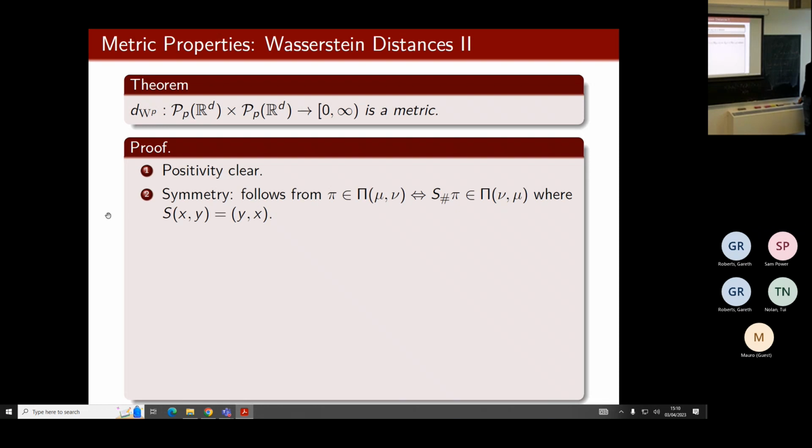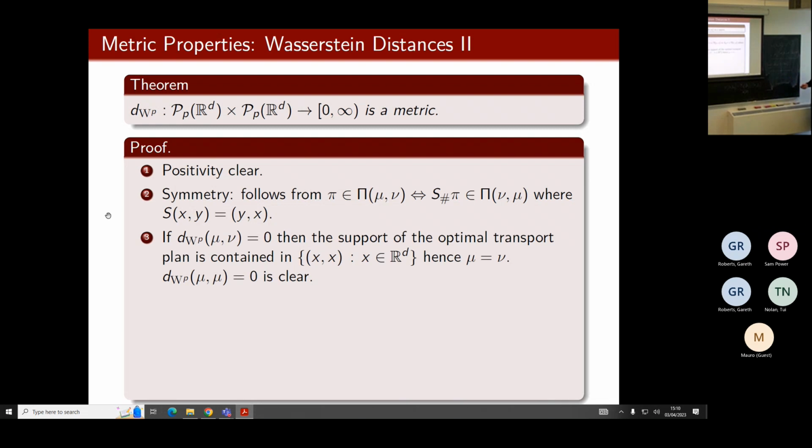Symmetry, this is also clear, and this just follows from if I take any plan pi in the right coupling space, and I define S to be the symmetry operator, so S of x y is equal to y x, so it just switches the x and y variables around. Then the push forward of pi by S is just the marginals switched around, which makes complete sense. So symmetry then follows straightforwardly.